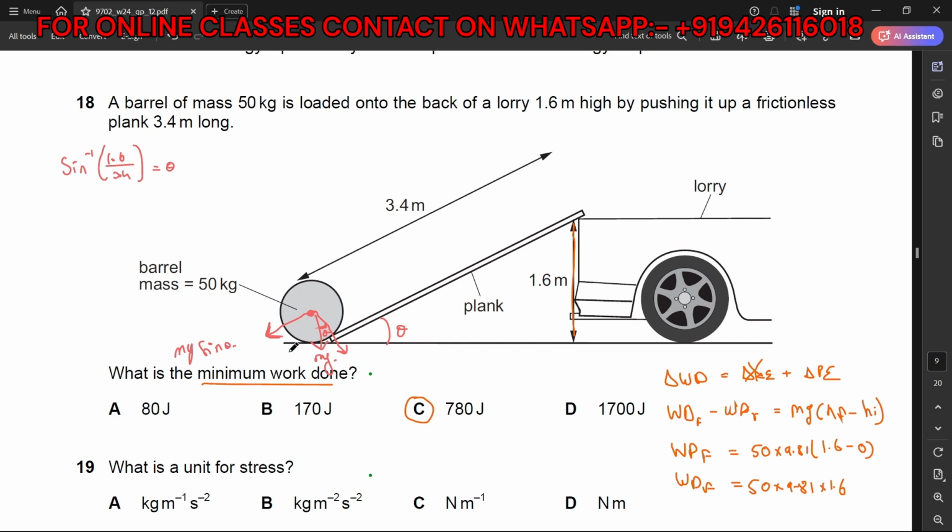Someone who has done M1 must be understanding this method, and in this case if you do mg sine theta into 3.4, you must get exactly the same value, that is 784.8. You can go ahead and try it out. If you do 50 into 9.81 into sine of theta, that is mg sine theta. If you multiply it with 3.4, that is the force into the distance, that is going to give you the work done. So even this is going to give you option C as your answer. You can go ahead and surely check it. But either way, depending on your speciality or your command on this kind of concepts, you can go with either of the methods.